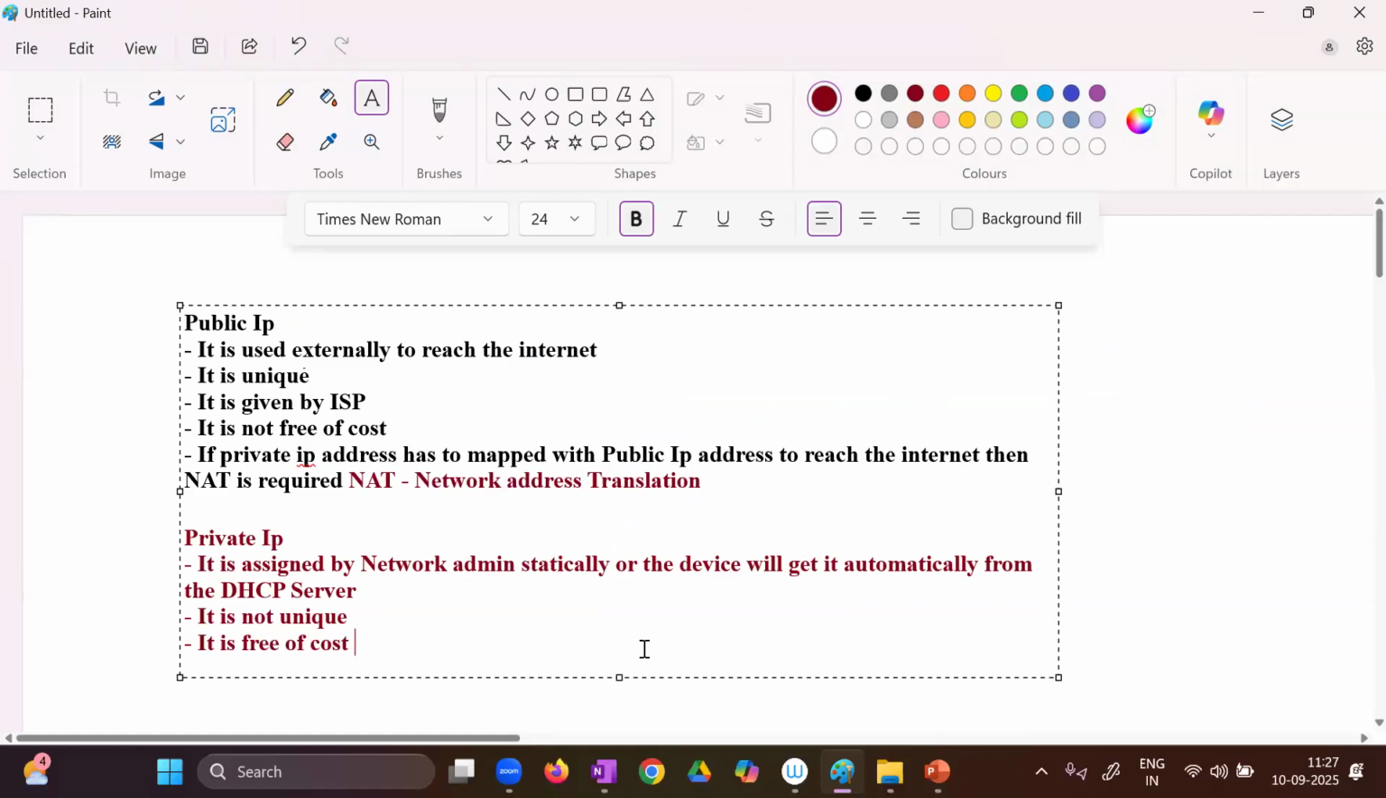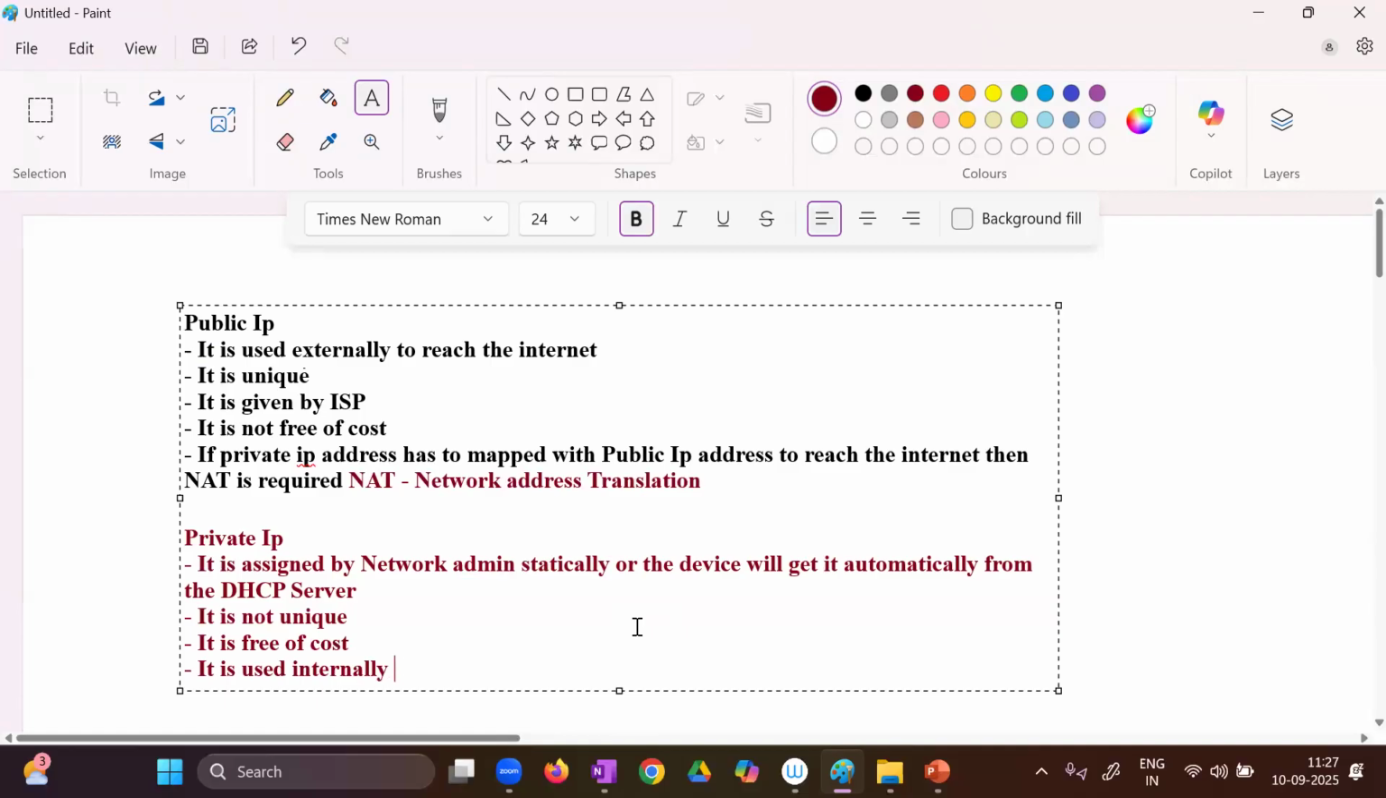We don't have to pay for this. Next, it is used internally, for internal communication.